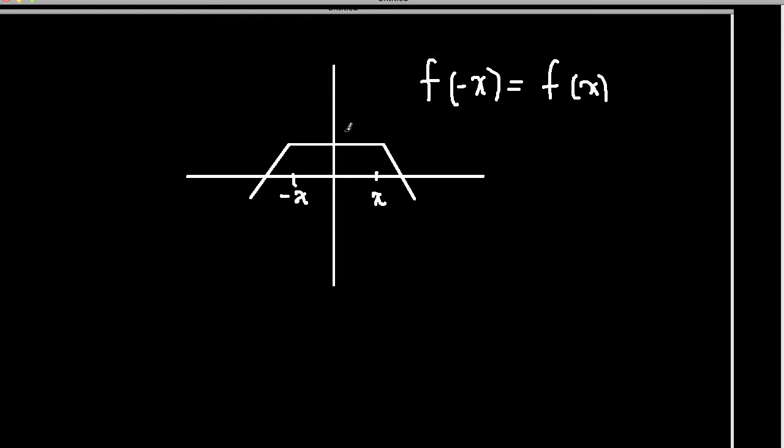So if the left and right sides are mirror images of each other, everything over here has an exact duplicate over there, then we say that the function is even.